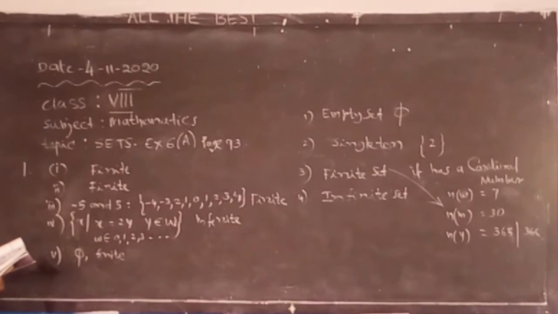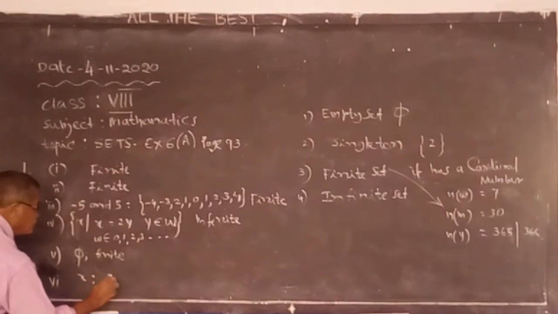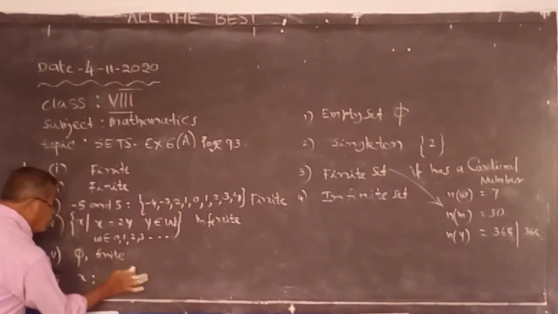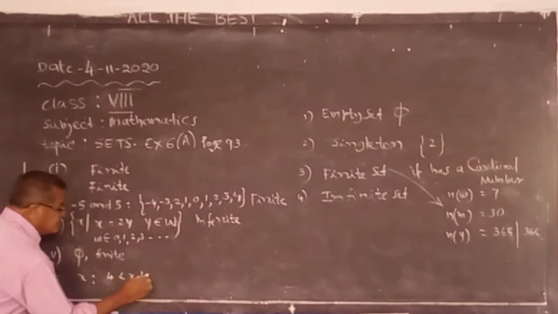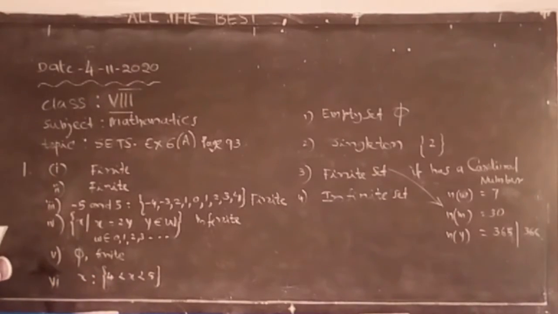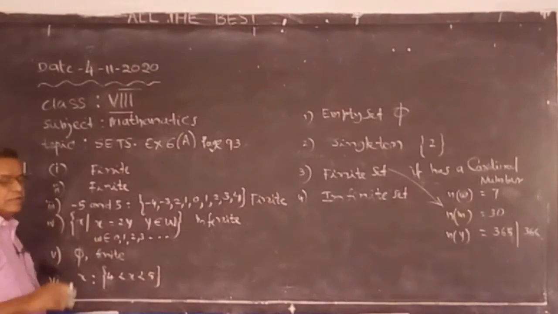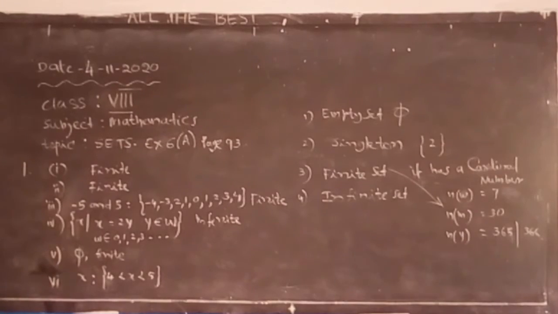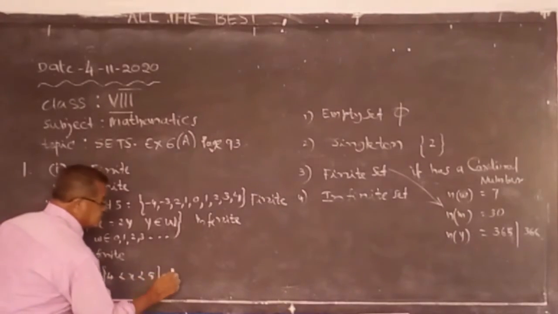Sixth one, the numbers between 4 and 5. We cannot find them, there are so many numbers, infinite numbers between 4 and 5. There are infinite numbers like 4.1, 4.2, 4.1111, 4.1 to 100, like that. We can write infinite numbers, so this is infinite.